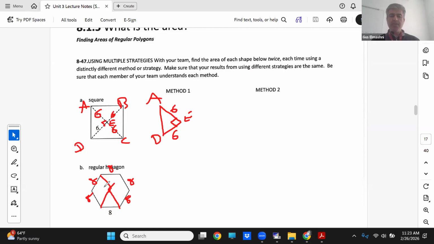Each side's 8. And you're forming 6 triangles. If you form 6 triangles, what are the angles of these triangles? Let me use a different color. This will help out a little bit. What's this top angle here? What do you think that top angle is going to be?